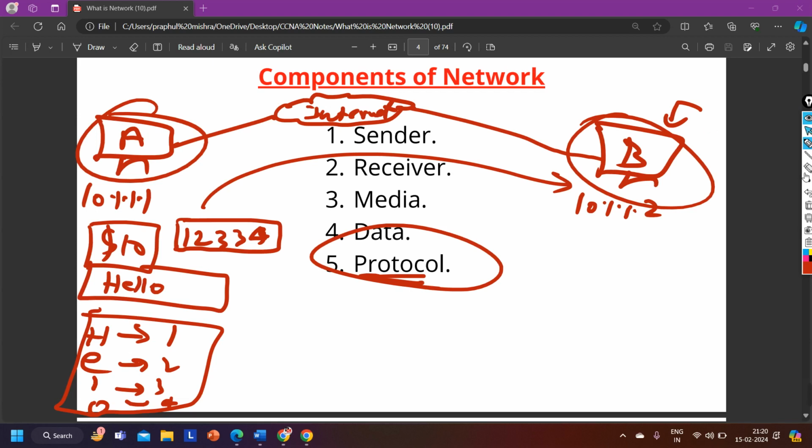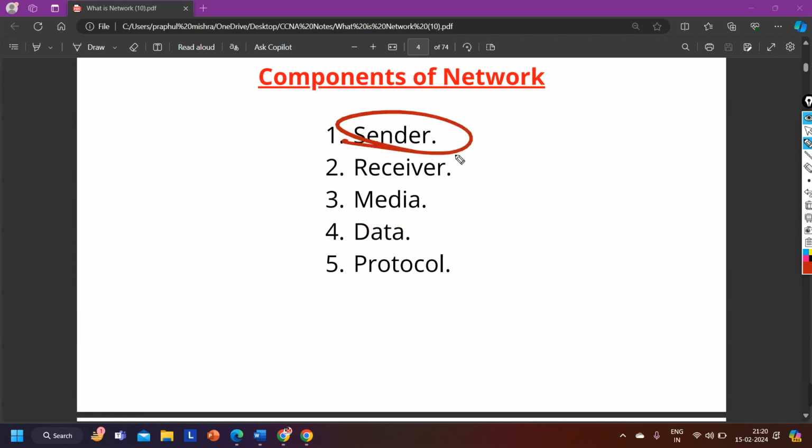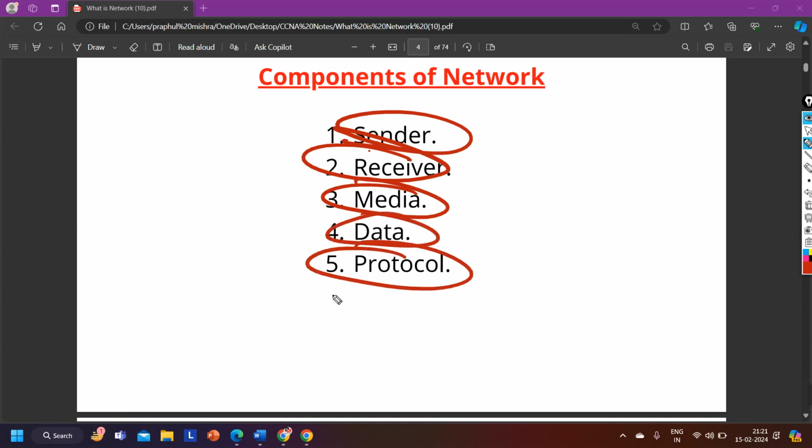So these are, guys, the components of a network. The sender, who is going to send the data; the receiver, who is going to receive the data; the media, which is going to carry the data; the data, which is my actual information; and the protocol, a set of rules. Fine, can I move?